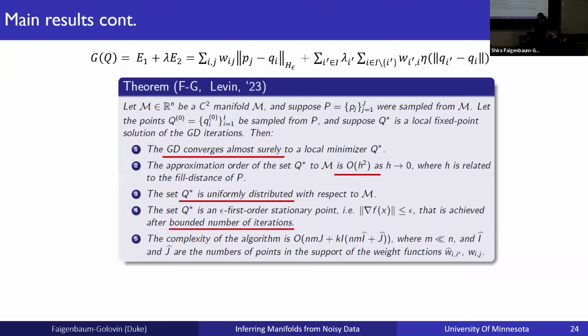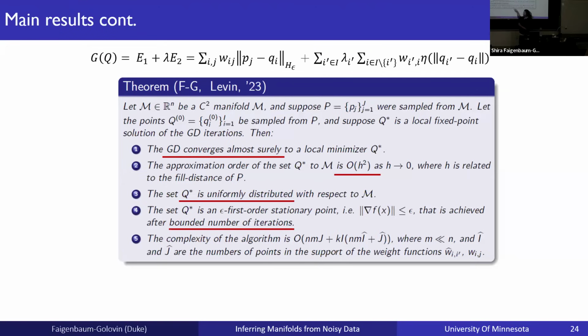We also showed that if the original manifold is smooth, we are converging with O(h^2) approximation order, where h is the fill distance, which is the representative distance between the points. That also was very interesting. We showed also that, as expected, the end result, the Q_i that we converge to, is uniformly distributed on the manifold, and we had to work a little bit hard for that.